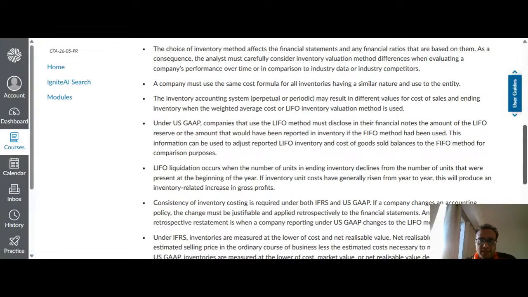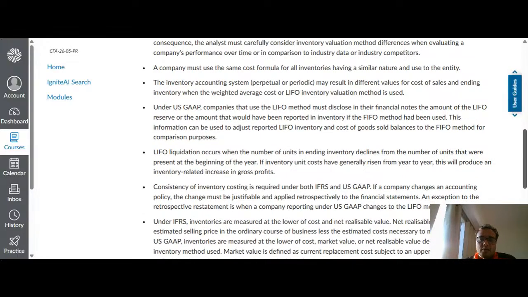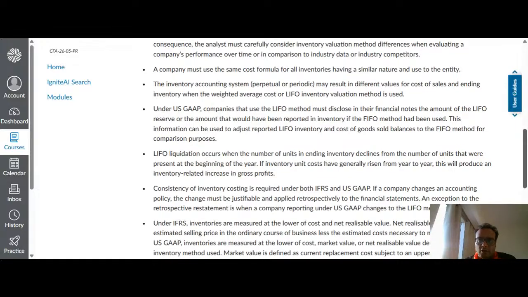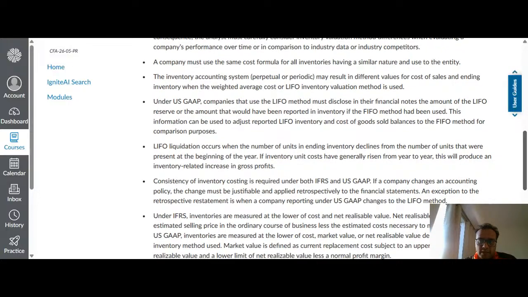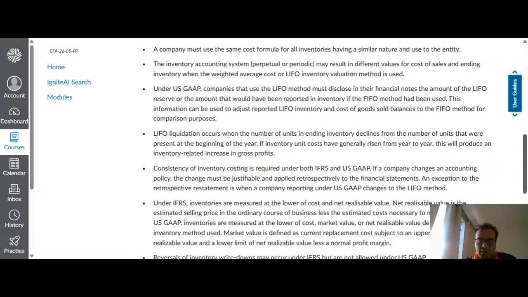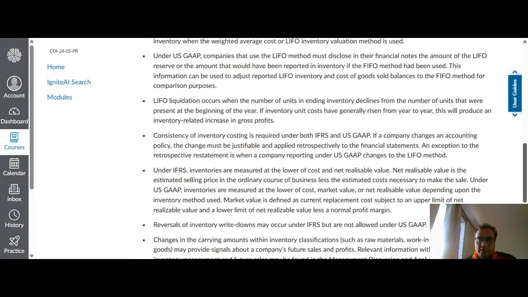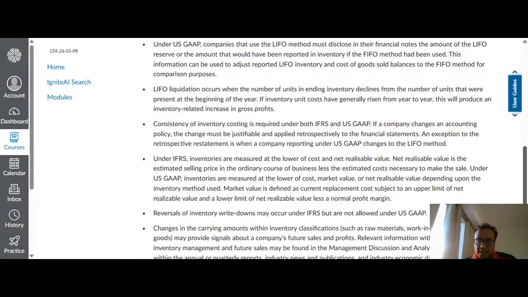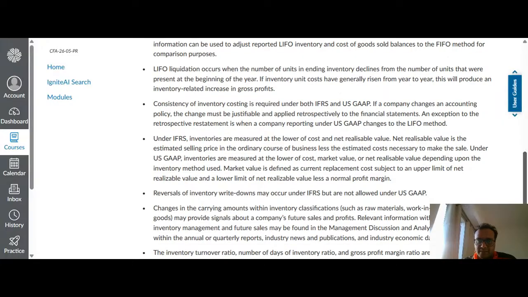An inventory accounting system may result in different values for cost of sales and ending inventory when weighted average cost or LIFO inventory is used. But under FIFO or specific allocation, the amounts will not be materially different. Under US GAAP, companies that use LIFO must disclose in the financial notes the LIFO reserve that would be reported in inventory if the LIFO method had not been used. LIFO liquidation occurs when the number of units in the ending inventory declines. उसका मतलब परचेज में से आप सेल कर रहे हो.